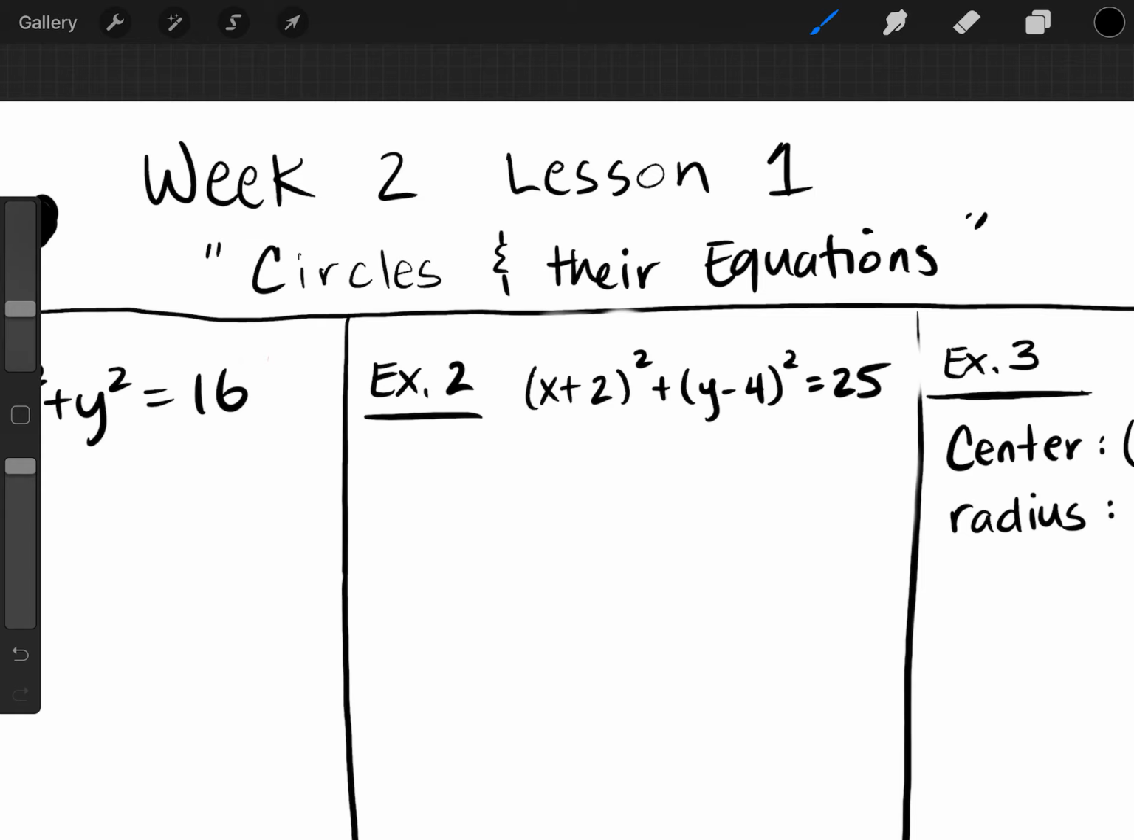All right, guys, here we go. This is week 2, lesson 1. Hopefully you guys have noticed that what we're going to be doing here for these first couple of weeks for this new kind of situation that we're in is we're going to be reviewing.